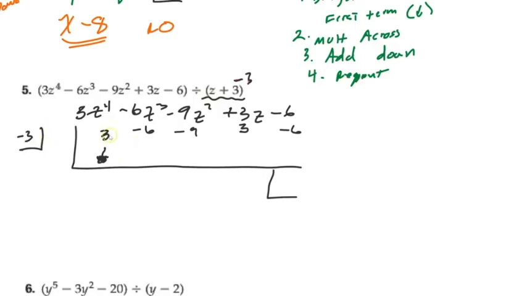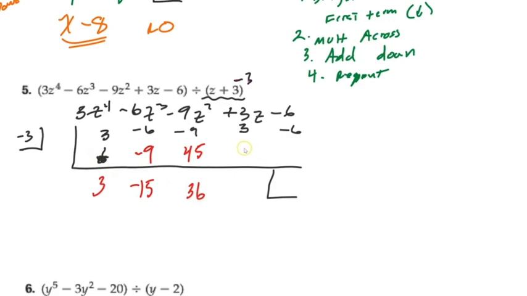Steps. Bring down the first one. We're going to bring down the 3. That's why the arrow's there. And we're going to multiply across. 3 times negative 3 is negative 9. We're going to add down, negative 15. Multiply across, 45. This is getting ugly. Add down, 36. Multiply across.